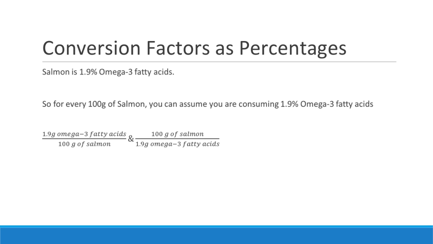And then this last one's just about food. So salmon is about 1.9% omega-3 fatty acids. So for every 100 grams of salmon that you eat, you can assume you're consuming 1.9% of that as omega-3 fatty acids, or 1.9 grams of omega-3 fatty acids. It comes into nutrition, it comes into every walk of life.